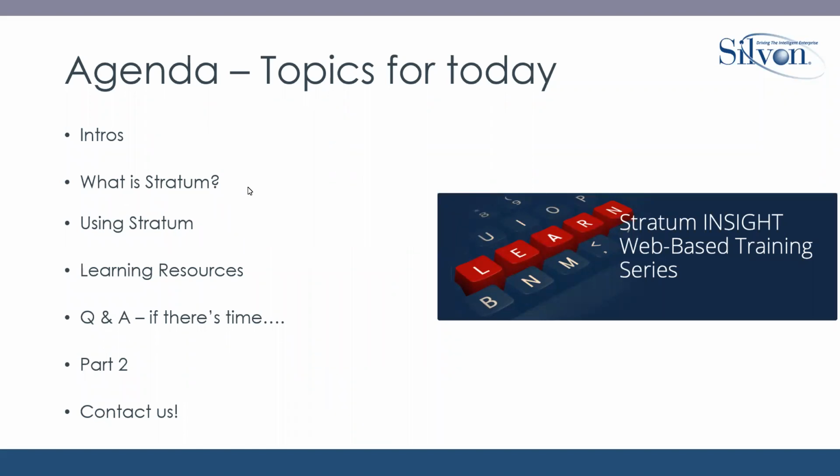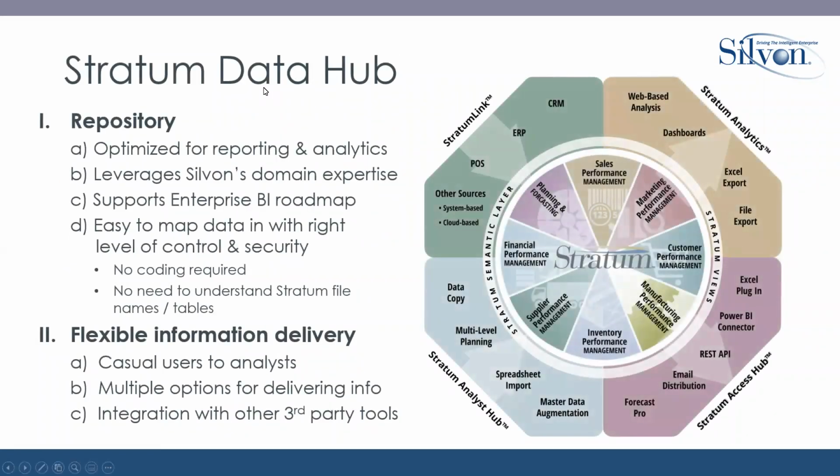So with regards to what is Stratum, let me just show you the really high level overview. Stratum in a nutshell is 2 key things. It's a repository of information. So it's a place where you can collect information into what we think of as a data hub, and that hub can be populated a bunch of different ways. And that information is then aggregated and basically optimized for reporting. That is something we call flexible information delivery.